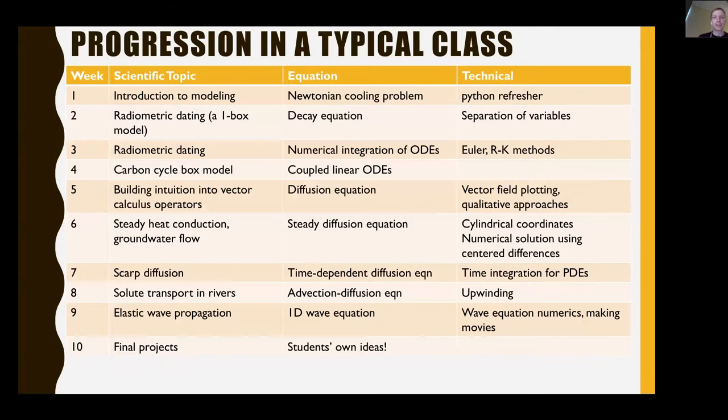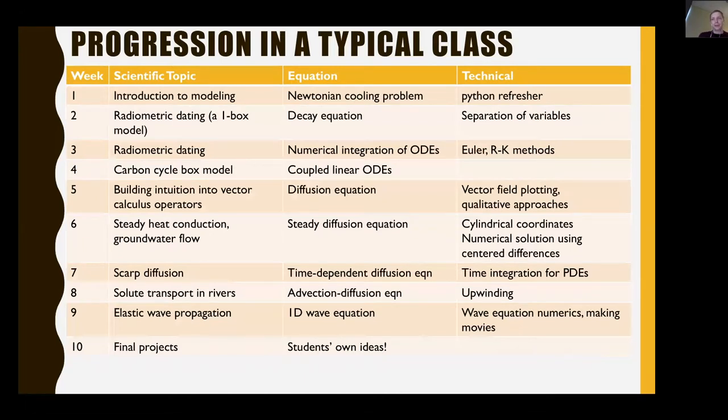In week four, we take this one step further with a global carbon cycle box model, the Rothman ocean problem. This is an exercise taken from the Slinger-Linden-Kump textbook, and there the students solve coupled linear ODEs using both forward and backward Euler time integration.